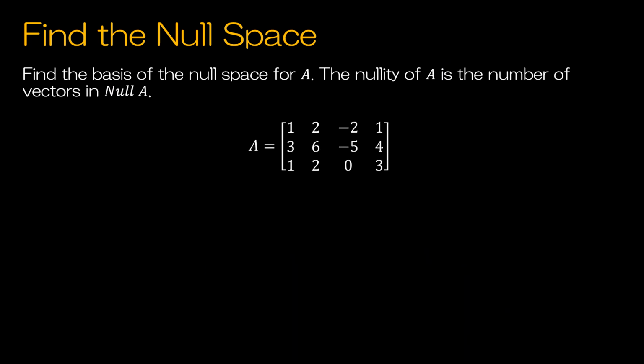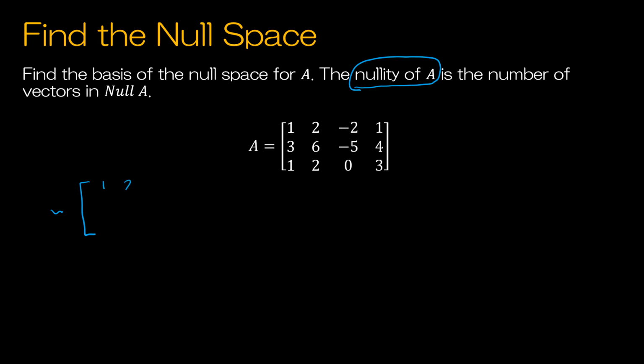Let's do another practice together where we're doing the math. So we have A, and I want to find the basis of the null space of A, and then they're just giving us another term here. The nullity of A is just the number of vectors. So the same way we said the rank of A is going to be the number of vectors in the row space or column space, the nullity is the number of vectors in the null space of A. So let's go ahead and row reduce A.